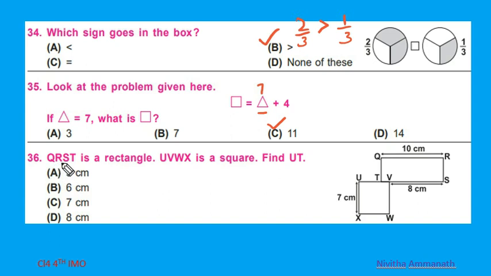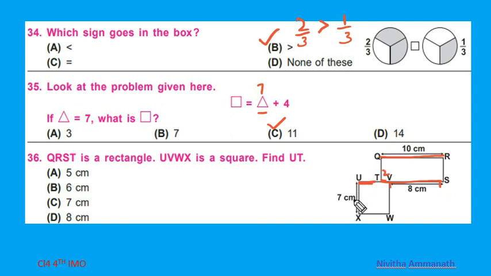Next one, QRST is a rectangle. This is a rectangle. UVWX is a square. This is a square. Find UT. How do we look? If this is a rectangle, this side and this side are same. So 10 and here 10. But from here to here 8. So this portion is 2.